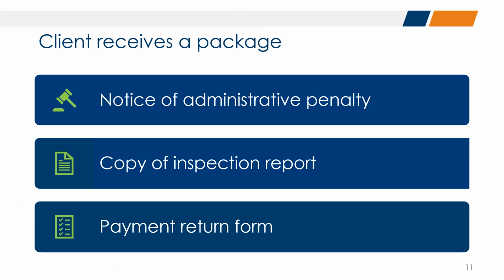If it does become an administrative penalty, you will receive a package through the mail. This package will include the notice of administrative penalty, copy of the inspection report, and a payment return form. You should receive this within 28 days of the order being written. We will look at each of these documents in more detail.